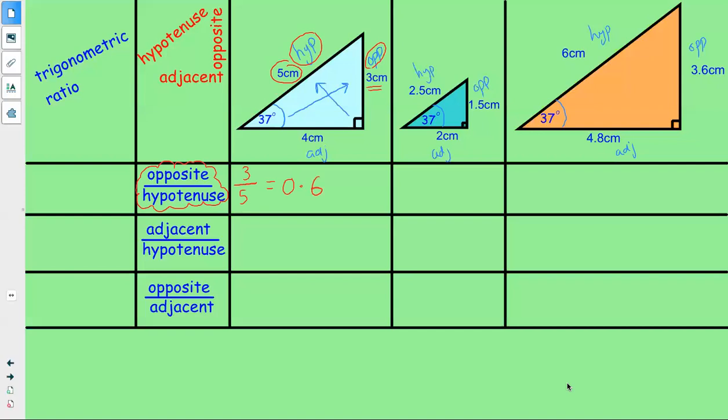Okay, I'm going to do the same for this next triangle. So again, here's the opposite, and that side is 1.5, all divided by the hypotenuse, which is 2.5. Again, if I reach for my calculator and do 1.5 divided by 2.5, my answer is 0.6. Continue on. This third triangle here, here's the opposite, and that side is 3.6 centimeters. And here's the hypotenuse, and that side is 6 centimeters. And once again, if I do 3.6 divided by 6, my answer is 0.6.